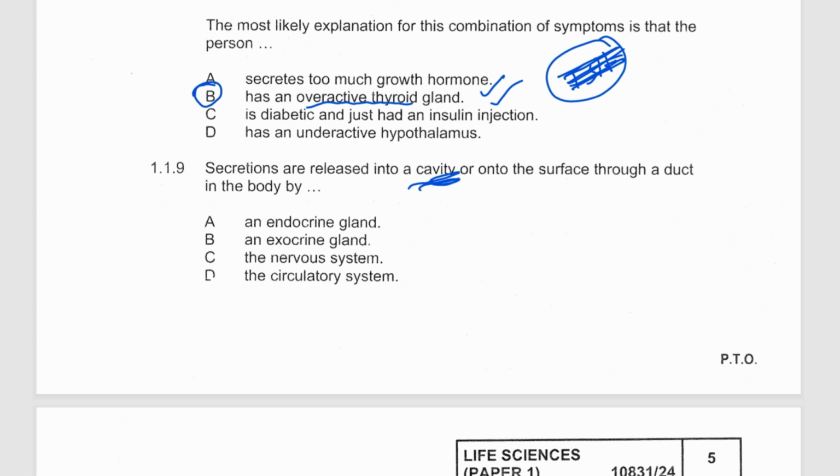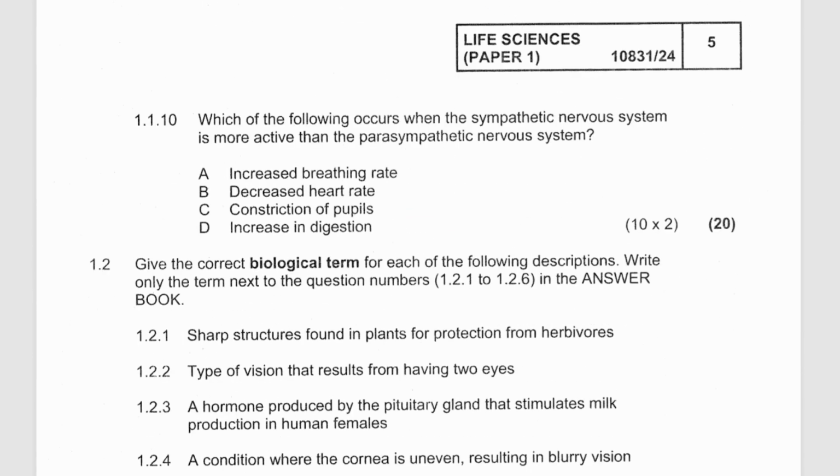Yesterday I told you that you need to know what is endocrine and what is exocrine. Endocrine glands secrete substances, these hormones, into the bloodstream. That's what they are saying. If it goes directly to the organ, then it becomes exocrine, which has the tube. So the secretion released onto the cavity or onto the surface through a duct is exocrine. So you get 2 marks there.